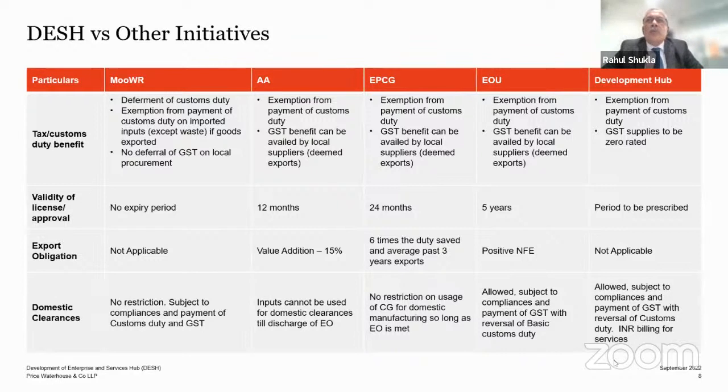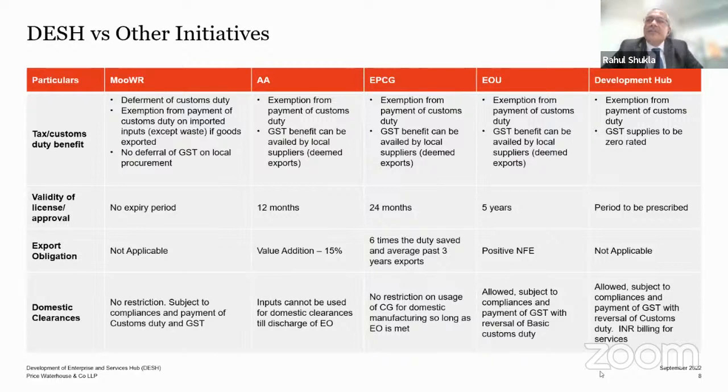Export obligation: MOVER was positioned such that, unlike the export incentive scheme, there is no export commitment required to avail duty deferment. So that's a plus. That at least allows me to have an operation in MOVER where I interface with the domestic industry or domestic market and cater to export on a need basis, and I enjoy my duty deferment on my capital goods and inputs.